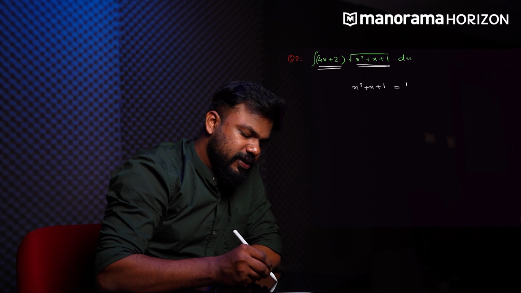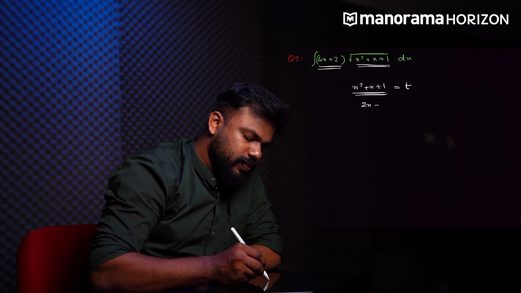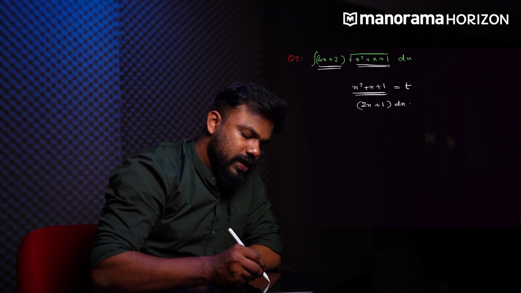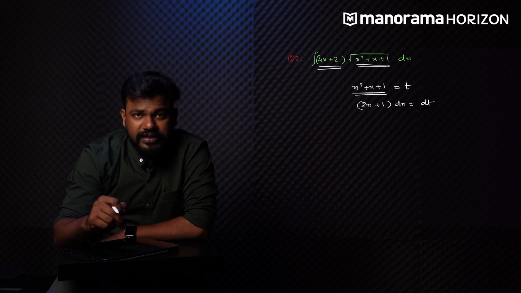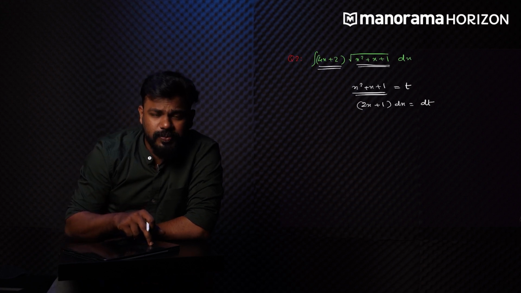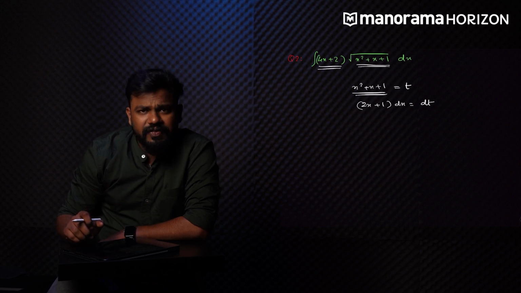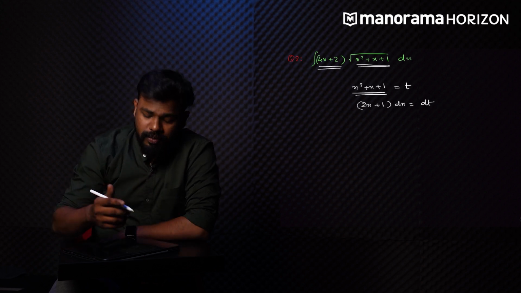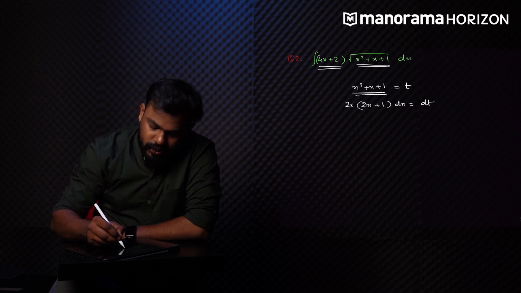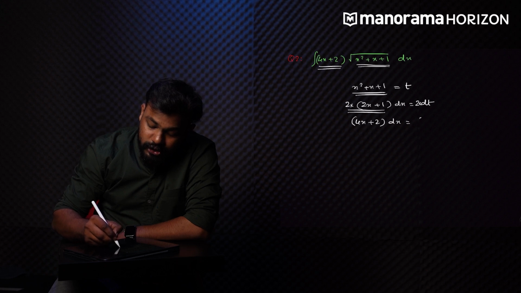So if I take x square plus x plus 1 and substitute equal to t, and now if I take the derivative, I get (2x plus 1) dx is equal to dt, right? Yes. But you have 4x plus 2 over here, and I have 2x plus 1 now. So there is a slight difference between 4x plus 2 and 2x plus 1. What is the slight difference? Just a multiple of 2. So I'm going to multiply by 2 here, and I'll be getting (4x plus 2) dx is equal to 2 dt.